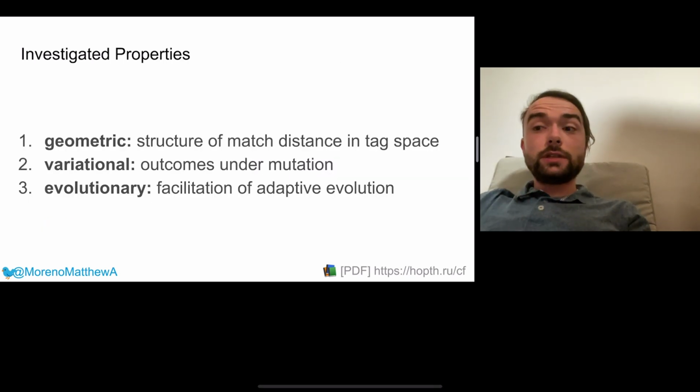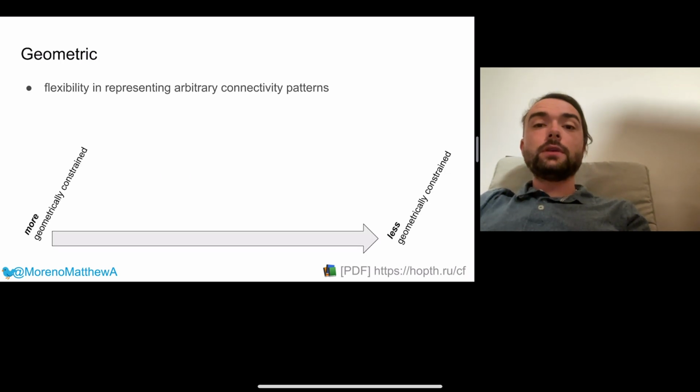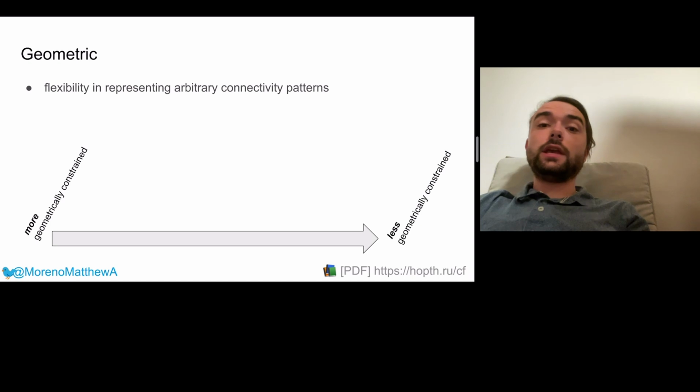We compared these different tag metrics at 3 different levels: geometric, variational, and evolutionary, which I'll briefly overview the headline results from now. The geometric analyses looked at how flexible these different tag matching metrics are in representing arbitrary connectivity patterns among tags.